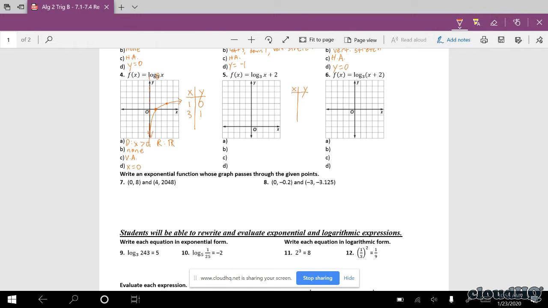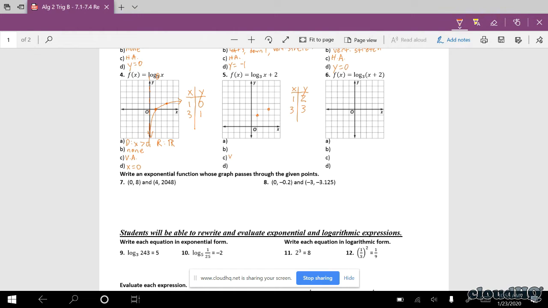The next one, it's the same thing, but it's shifted up 2. So I can still plug in 0. I can still plug in, oh, sorry, not true. I cannot plug in 0. You can never take a log of 0. You can do a log of 1, and we can do 3 since it's a base of 3. Log base 3 of 1 is 0, but now I'm adding 2, so I get a 2. Log base 3 of 3 is 1, plus 2 is 3. So 1, 2, and 3, 3.